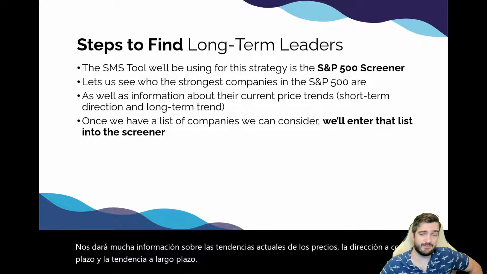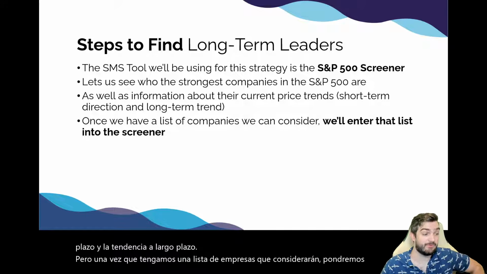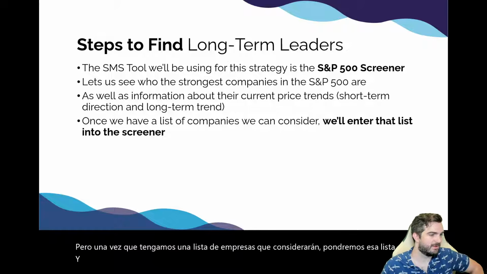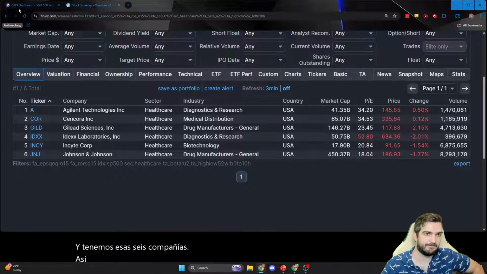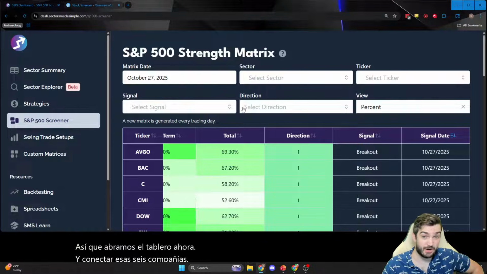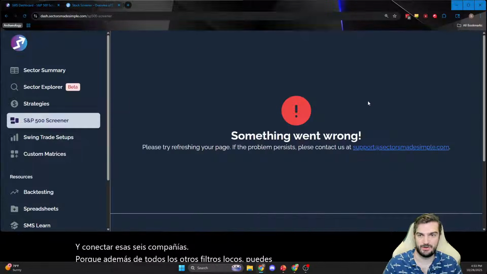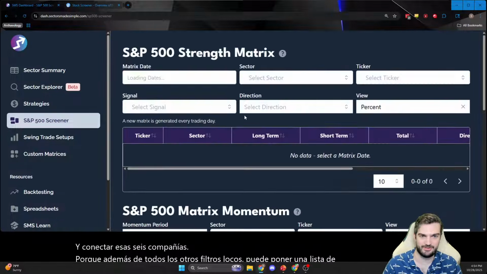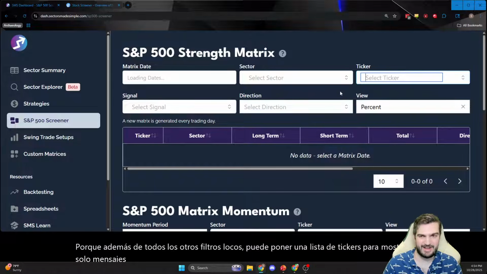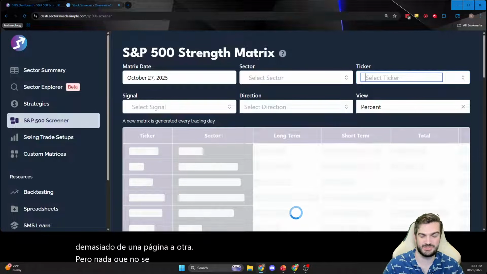But once we've got a list of companies that we'll consider, we'll put that list in. And we've got those 6 companies. So let's open up the dashboard now and plug in those 6 companies. Because in addition to all of the crazy other filters, you can put in a list of tickers to only show those. Once again, the dashboard gets a little angry sometimes if I'm jumping around pages too much, but nothing that can't be fixed with just a simple refresh.